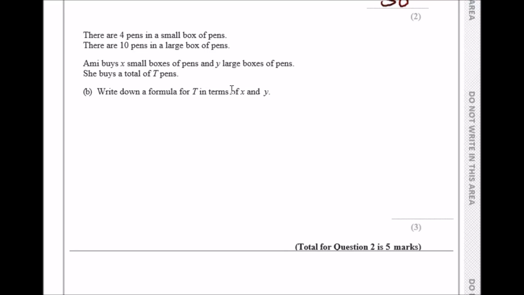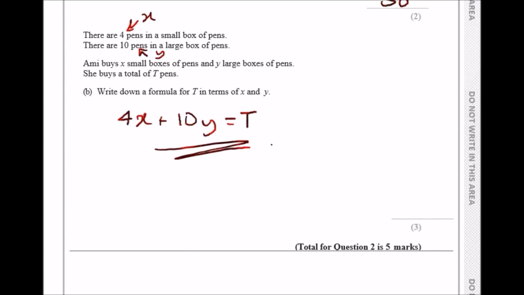All right, so from here, she buys X lots of these pens and Y lots of these pens. She buys a total of T pens. So write a formula of this. If you think about it, because she bought X lots of 4, she bought a total of 4X. And because she bought Y lots of 10 pens, she bought 10Y. And obviously this must equal the total number of pens, which is T. And literally, guys, that's it. That's number 3 done.